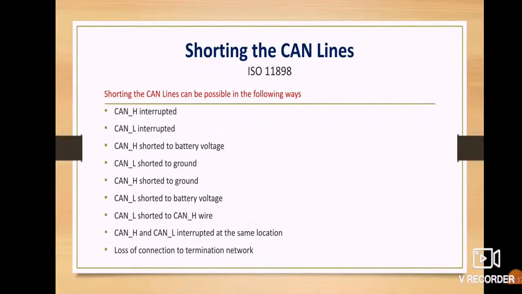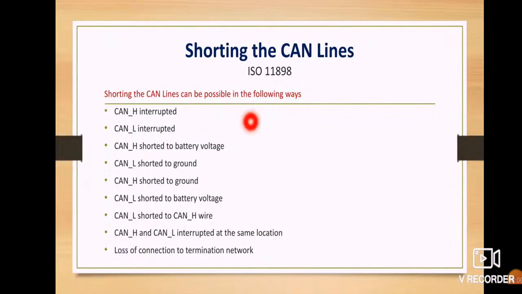Shorting the CAN lines can be done in the following ways, and not more than this. Only these are all the possible ways to short the CAN lines. If you undergo testing, or if you want to develop this CAN protocol, it has to be shorted in different ways. These are the only combinations that you have to achieve.